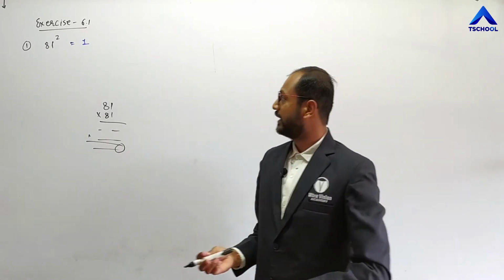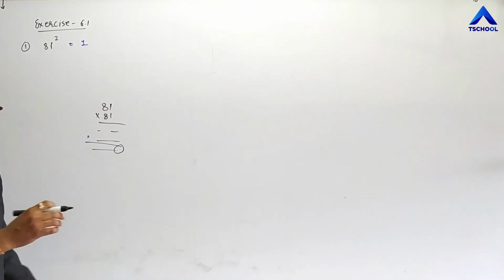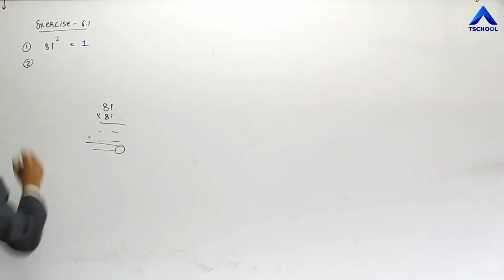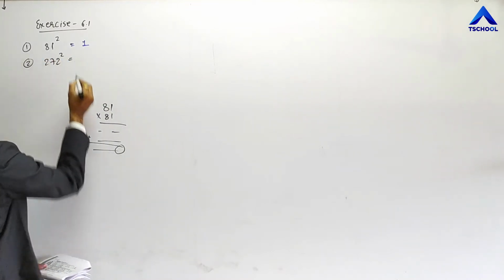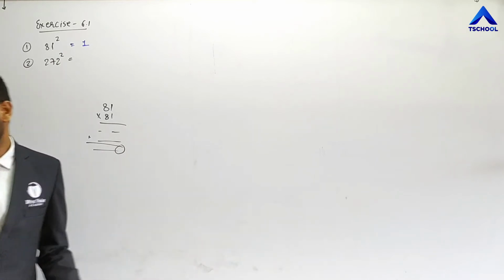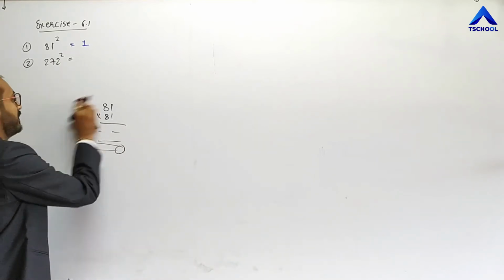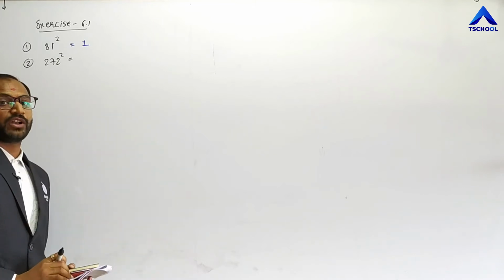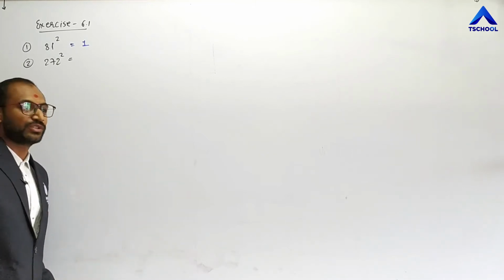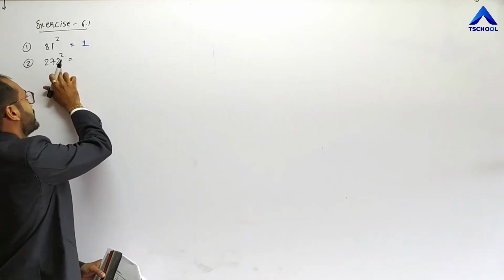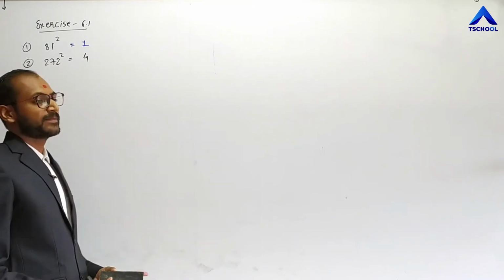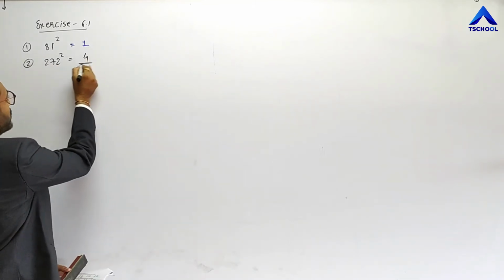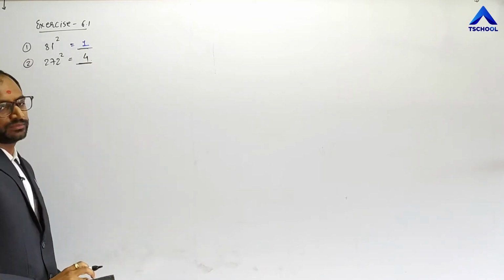Now let me find the unit digit of the second number. The second number is 272. So we have to find the square of 272. But here, the unit digit of the given number is 2. So what is the square of 2? 2 2s are 4. So the unit digit is 4. Clear? That means the unit place of the square of the given number is 4.